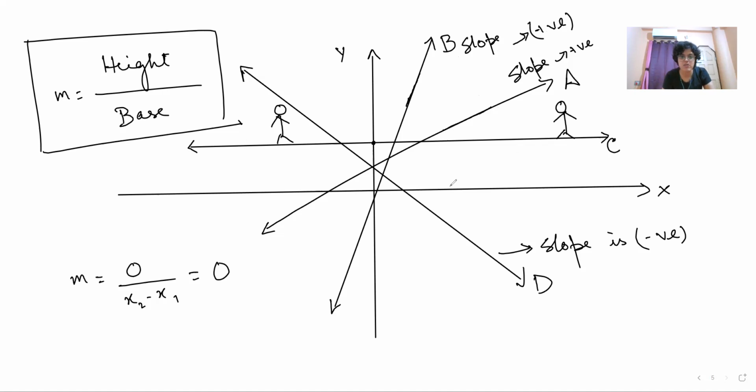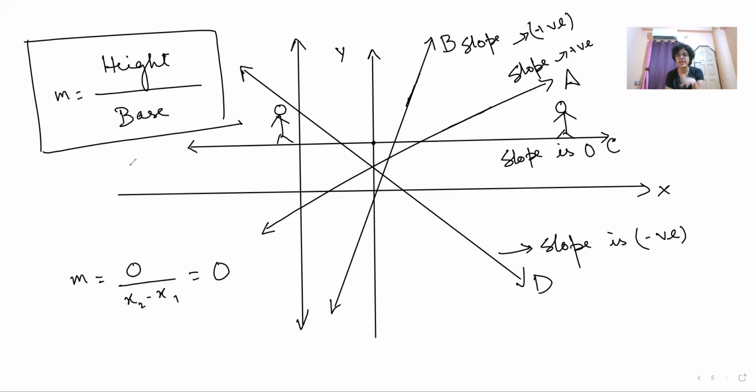For C, we just calculated slope is 0. Now, there's only one type of straight line that we still haven't seen here. Let's try to draw that. Let's say there's a straight line that looks like this, which is basically parallel to the y-axis. Now, what's the slope of this? We again go back to our core formula, which is height over base. We know it's the ratio between height and base.